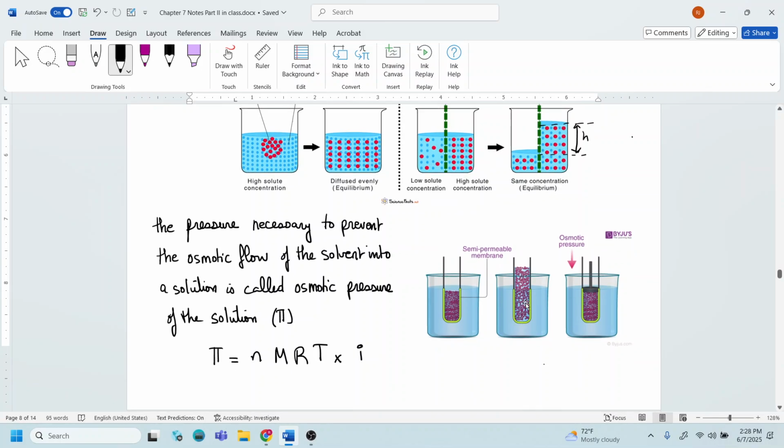Guys, we can stop this. This can be stopped. We can prevent that by simply applying an osmotic pressure. So what is the osmotic pressure? Osmotic pressure is the pressure that is necessary to prevent or stop the osmotic flow of the solvent into the solution. So we call it osmotic pressure, and this is represented by pi.